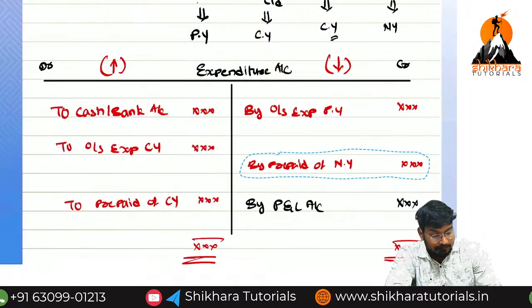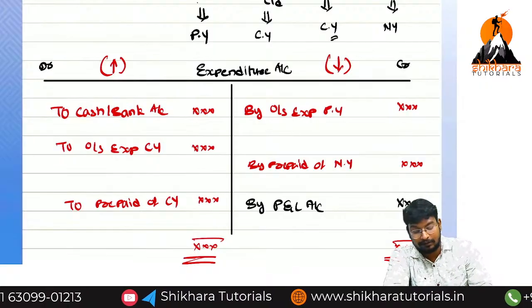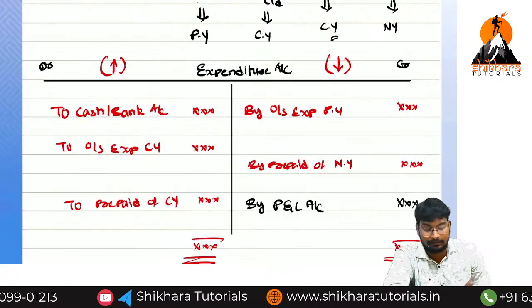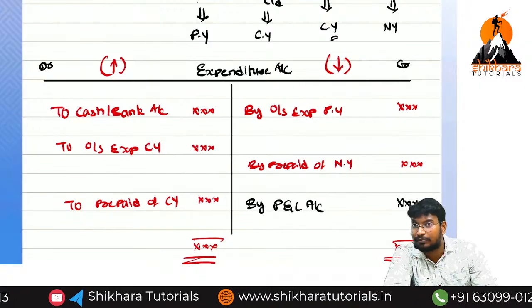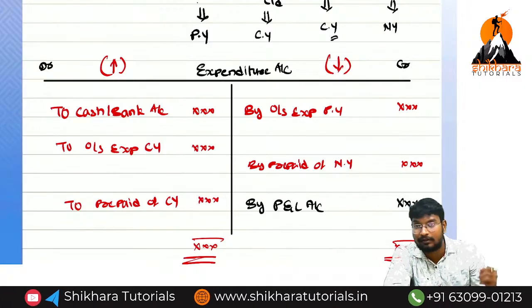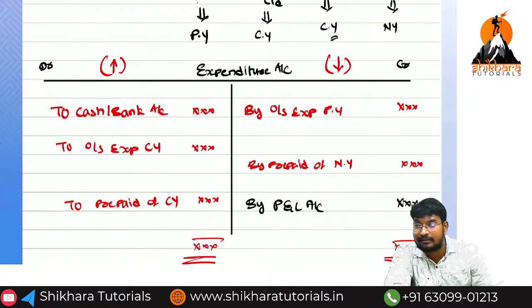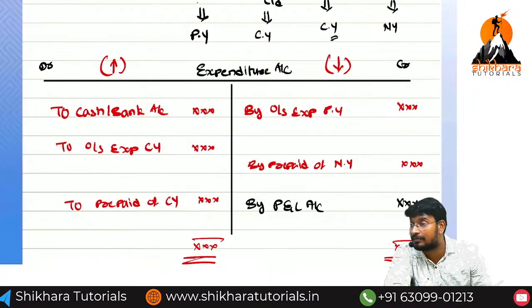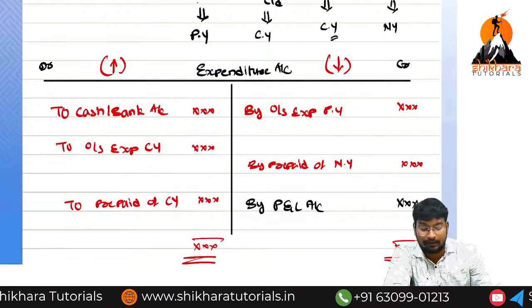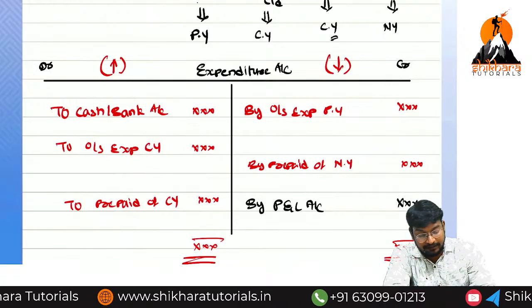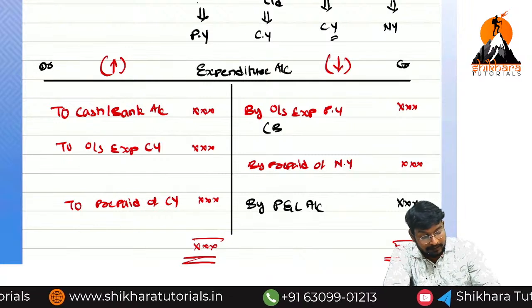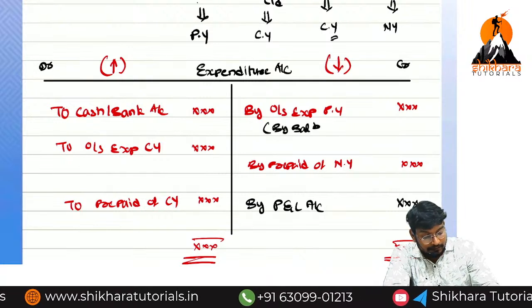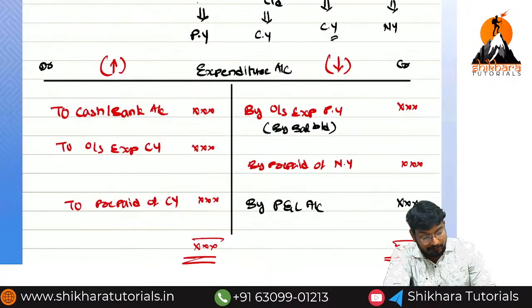Even though you are not having the space, you need to write. By outstanding expenses of previous year means outstanding expenses opening balance will be on the debit side or credit side? Outstanding expenses, asset or liability? Liability. That means here what we can write? What is the opening balance? By balance brought down. Here what we can write?